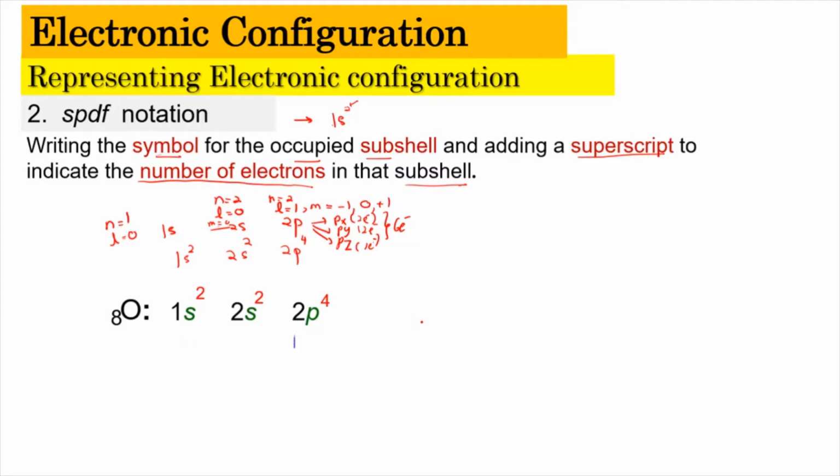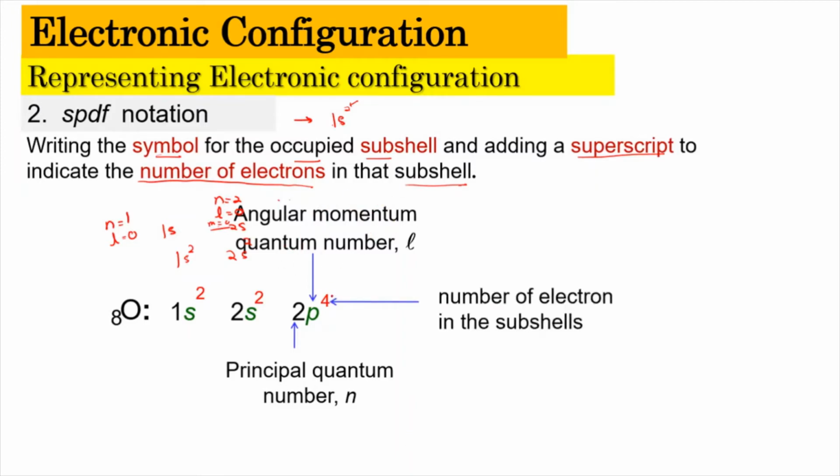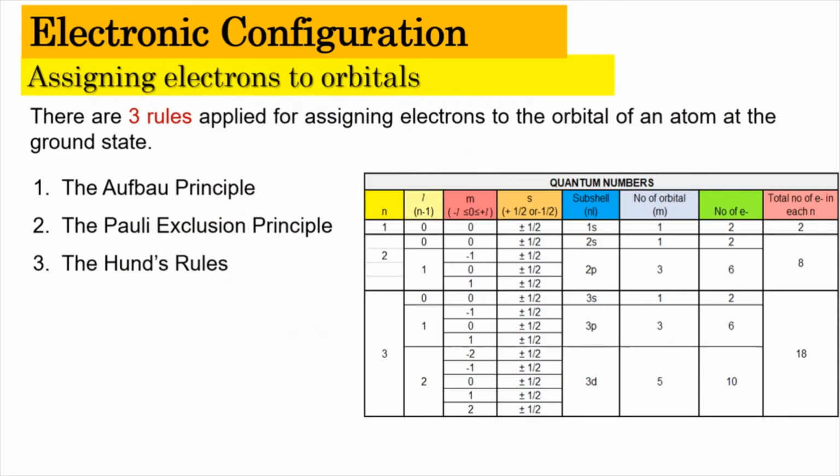All right. And the 2 here represents the principal quantum number, which is the energy. The p here represents the angular momentum quantum number, which is L, which is equal to 1 as I showed just now. And the number in the superscript here represents the number of electrons in the subshell. All right, so this is the spdf notation.